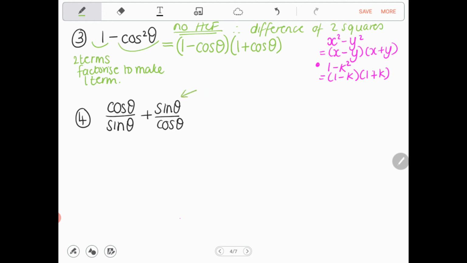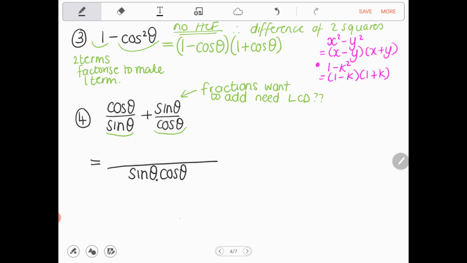All right, in the last example we have fractions and we want to add them. And if we want to add fractions, what do we need? We need a lowest common denominator. All right, so what is my lowest common denominator? Well, I would need a sine and I would need a cos. So I'm going to write that as my common denominator, a sine theta from the first one times a cos theta from the second one. Okay, so there's my LCD.